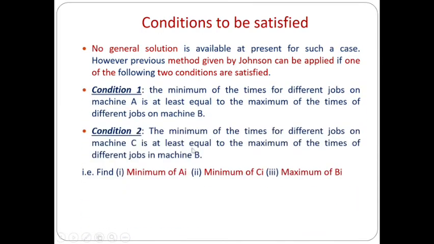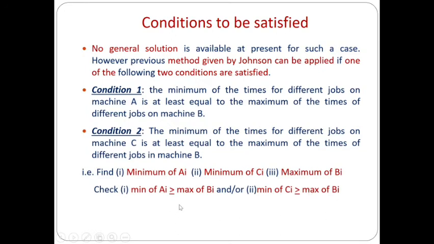First thing, we have to find the minimum of A_i, that is the minimum of all the processing times in machine A, the first machine. Then we have to find the minimum of all the processing times of the last machine. Then we have to find the maximum of the middle machine, right? For the first and last machines we find the minimum processing time, and for the middle machine we find the maximum processing time. After finding these three values, we have to check whether any one of the conditions is satisfied or not.